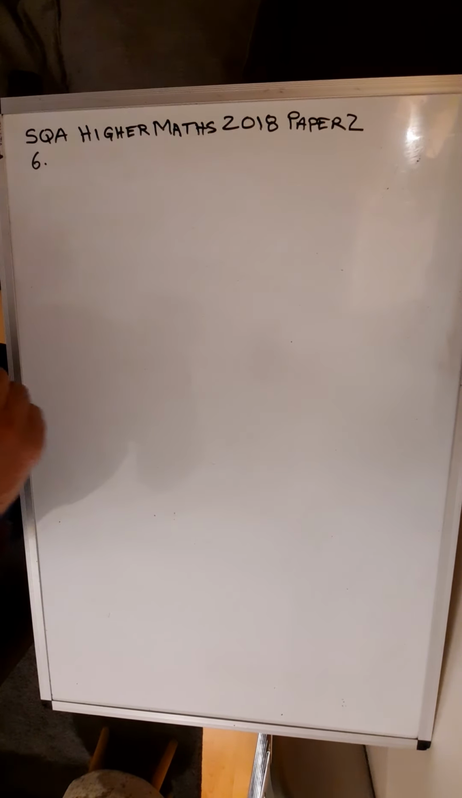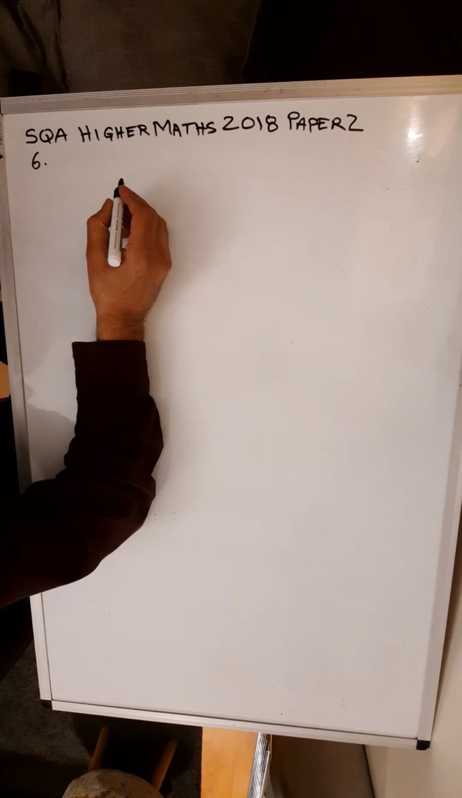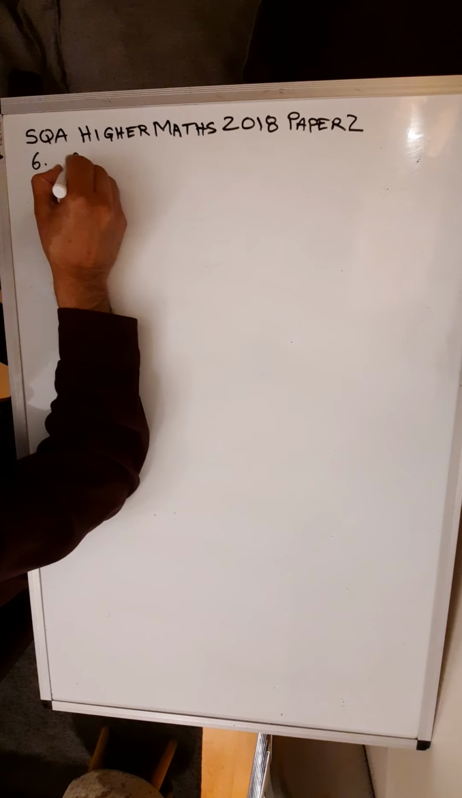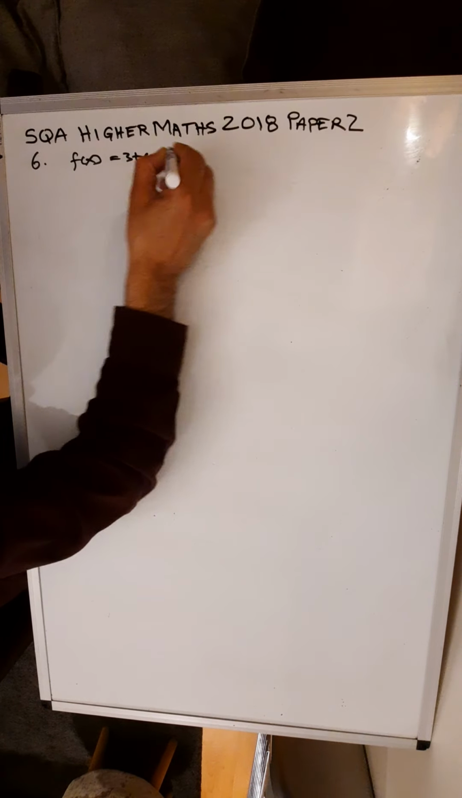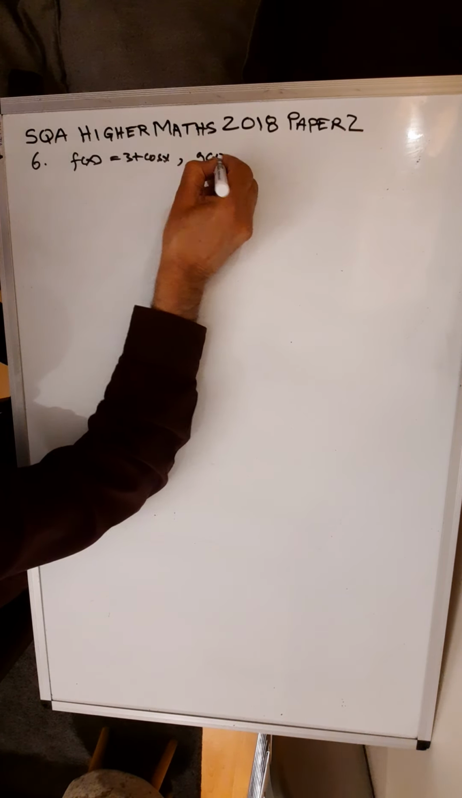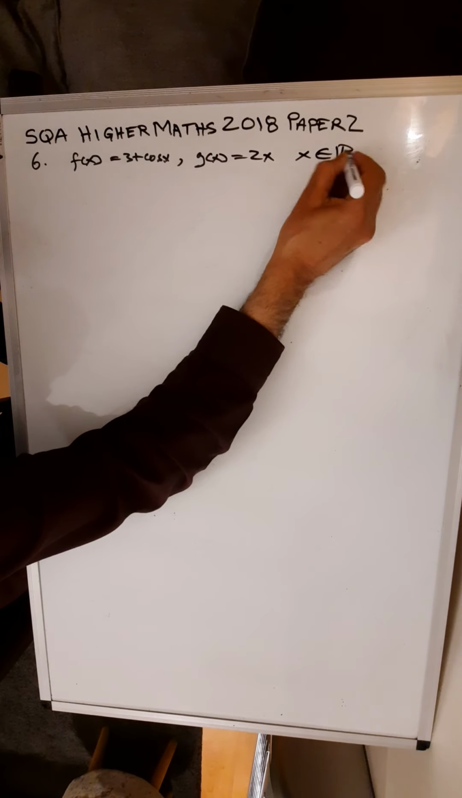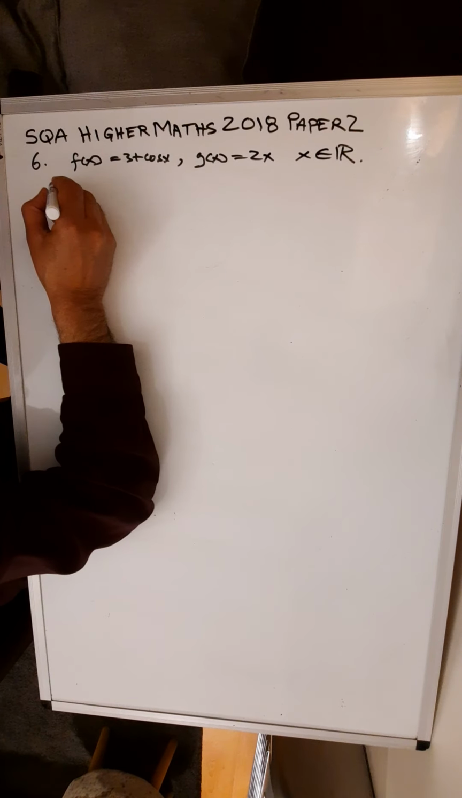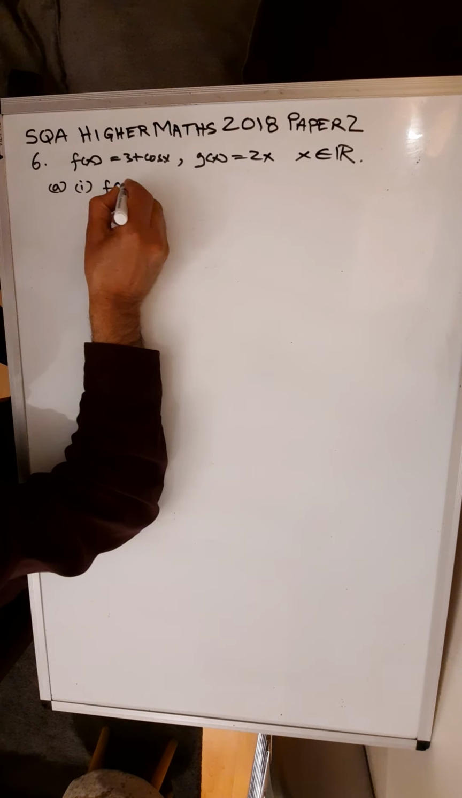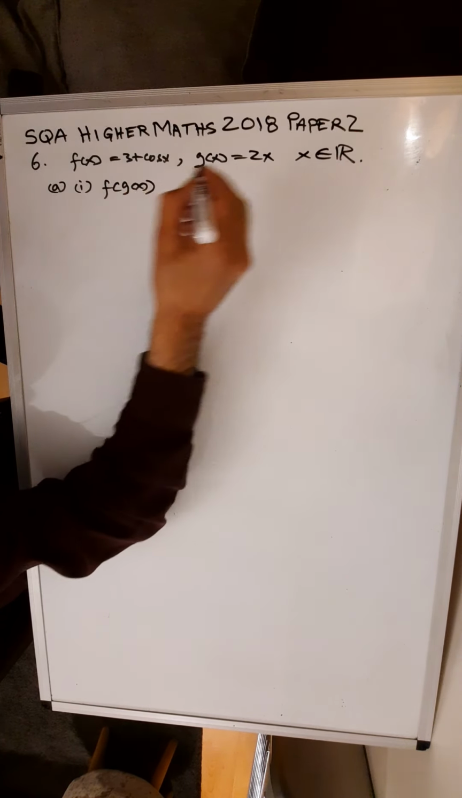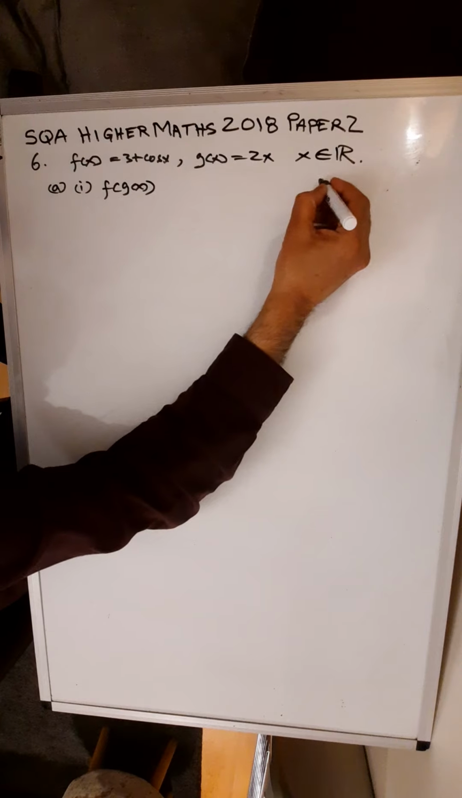SQA Higher Maths 2018 Paper 2 question number 6. Functions f and g are defined by f of x equals 3 plus cos x, g of x is equal to 2x, x is a real number. Find expressions for a) f of g of x, and this is for 1 mark, or this is for 2 marks.